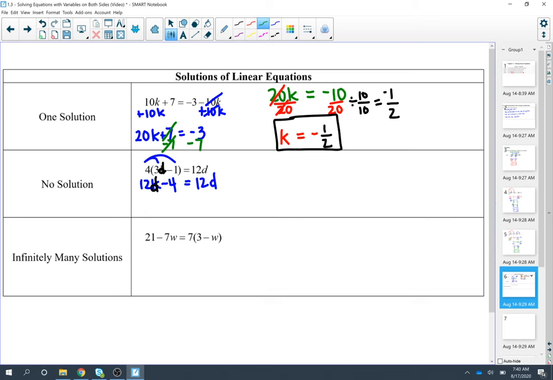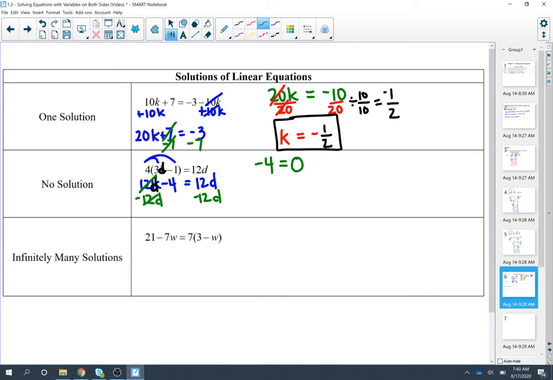I'm going to try to get all my variables to one side, all of my numbers to the other. Now, both of these are positive, so you can really do whatever you want. I'm going to subtract 12d from both sides. Those are going to cancel. On the left over here, I'm going to have a negative 4, so I'm going to rewrite it over here. Equals, and then 12d minus 12d. What are you thinking? Well, that's 0. They cancel.